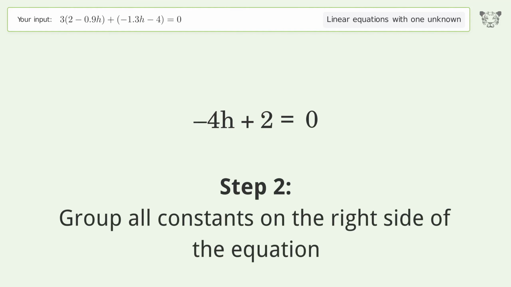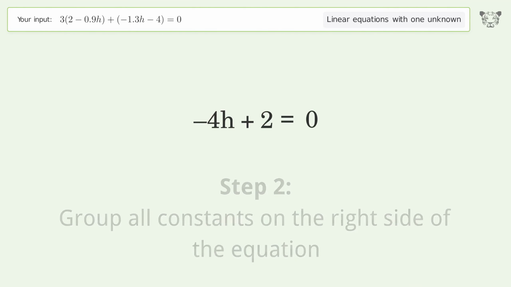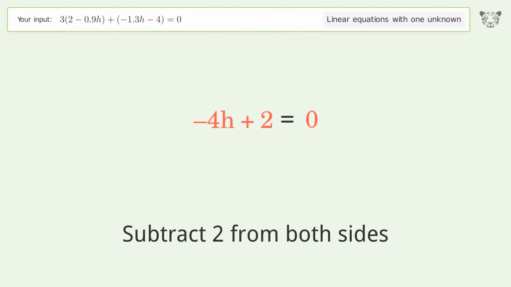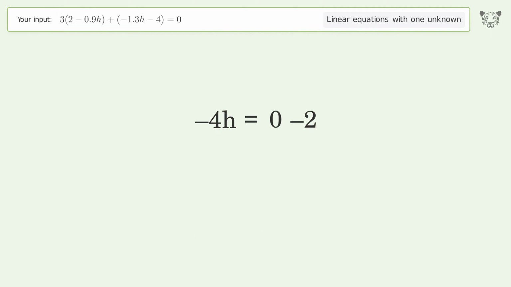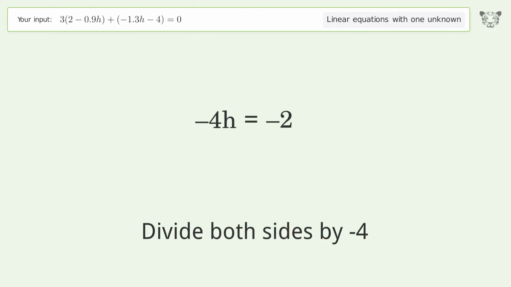Group all constants on the right side of the equation. Subtract 2 from both sides. Simplify the arithmetic. Isolate the h. Divide both sides by -4.